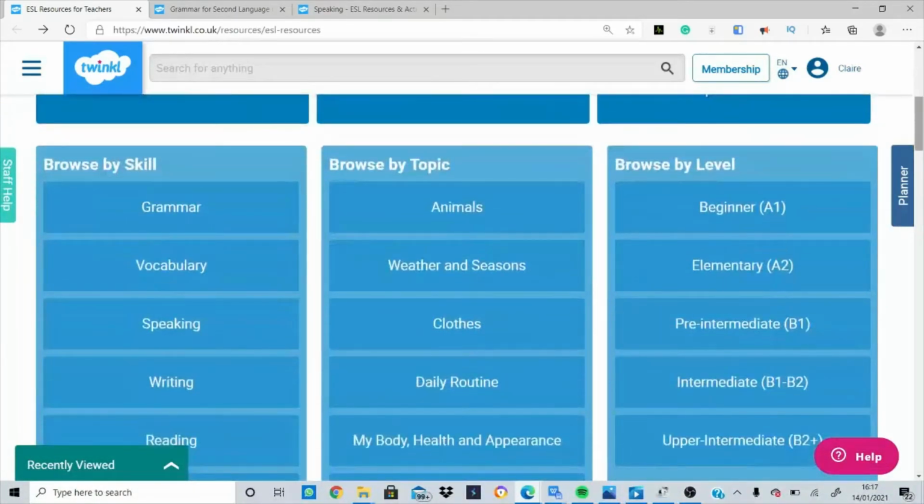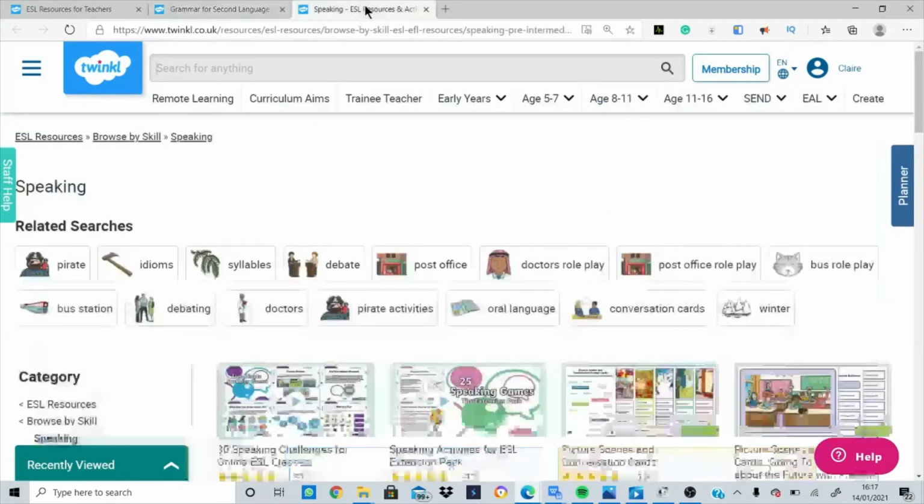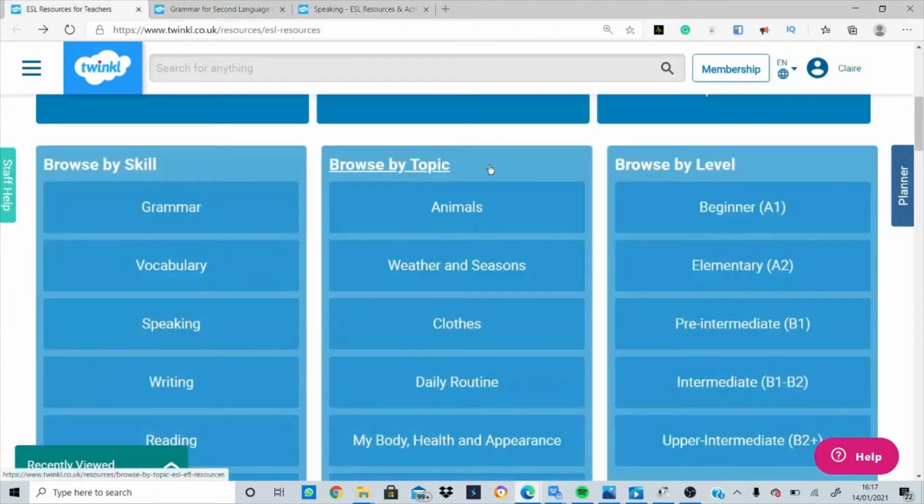You can choose by skill, so if you're planning a lesson focusing on grammar or speaking skills, you can easily browse specific resources and ESL worksheets for your lesson. You can also browse by topic or by level. This is really useful if you're teaching beginner A1 students. You're going to need very different materials to upper intermediate B2+ students.